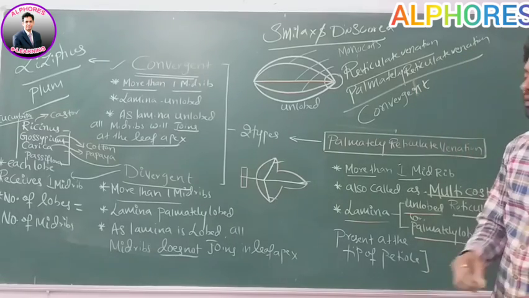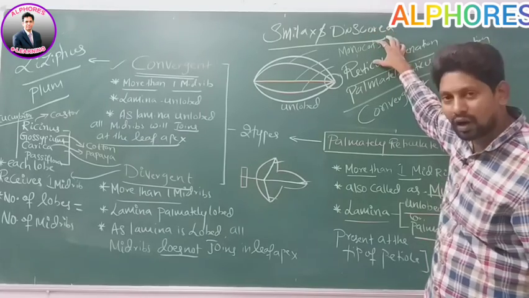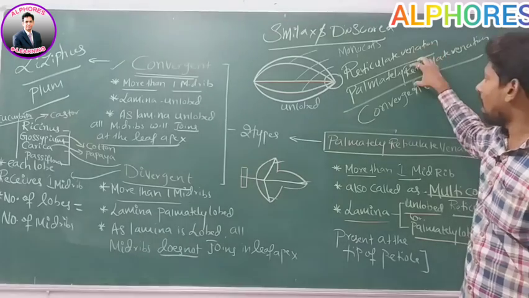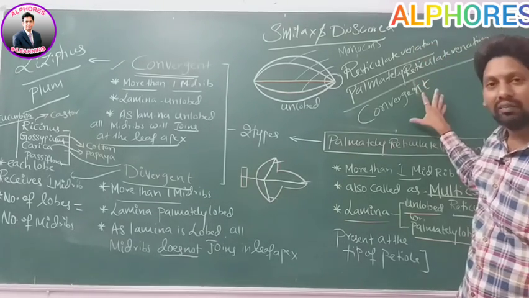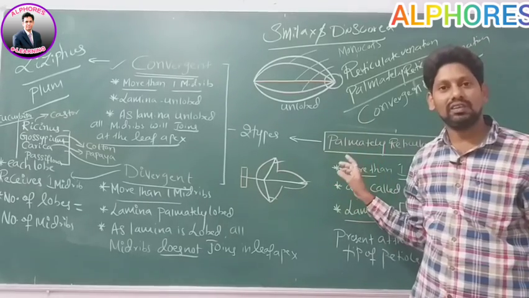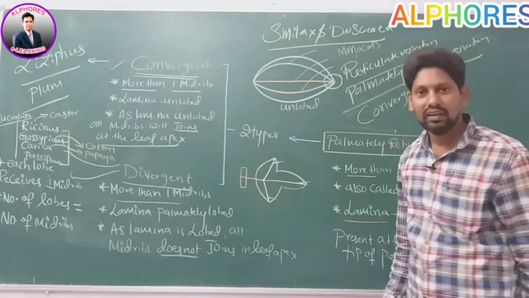Is it okay? Therefore, Smilax and Dioscorea, these two are monocots. They show reticulate venation. Which reticulate venation? Palmately reticulate venation. Which palmately reticulate venation, sir? Convergent. Is it okay? With this, we completed reticulate venation. Tomorrow, we will discuss parallel venation. Is it okay? Right? Thank you.